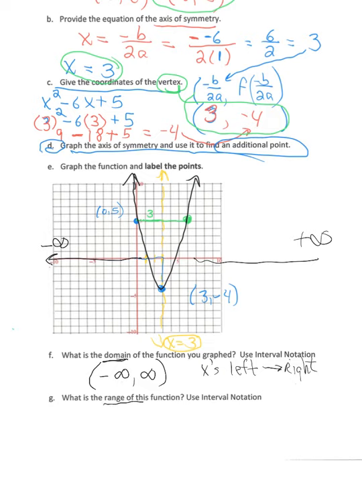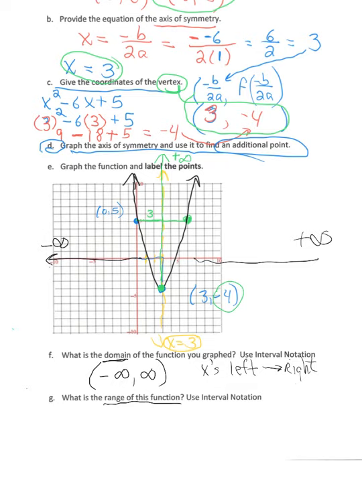But on the range, we got to look at our picture. So our range, look where the range is. How low does it go? Well, it goes as low as -4, but the picture, that parabola, that U shape goes forever and ever and ever upward. So it goes as high as positive infinity on the y.